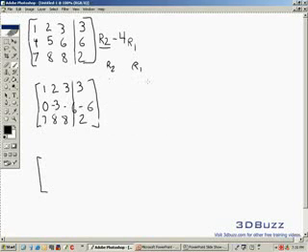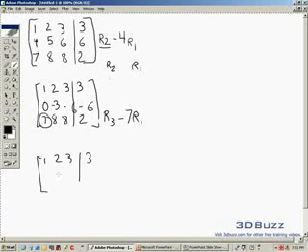And now we want to get rid of the 7 over here. So we go row 3 minus 7 row 1. And you'll get 1, 2, 3, 3. That doesn't change. Then 0, negative 3, negative 6, negative 6. Now, we know this is going to be 0. That was our intention. So that goes 0.